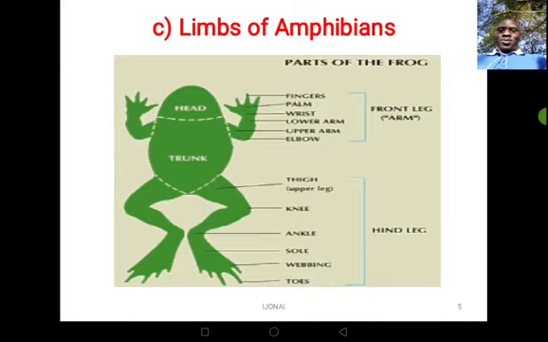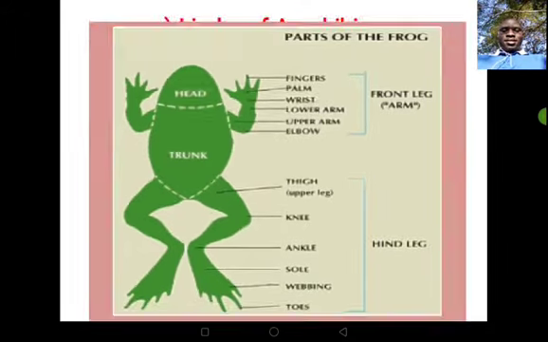Yeah, so let's proceed to another feature, which is the limbs of the amphibians. The limbs are legs in this case, and we have those legs in the front called the forelegs or the front legs, and there are two. And then there are those behind called the hind legs, and there are also two. So in total there are two pairs of limbs or legs, the forelimbs and the hind limbs. So we want to proceed to look at the legs in detail.